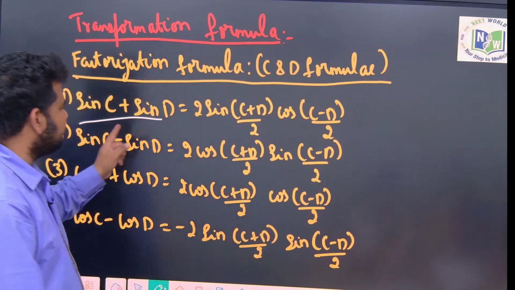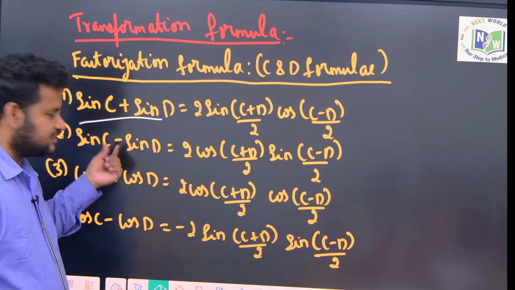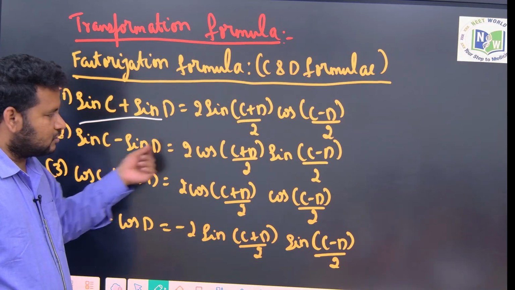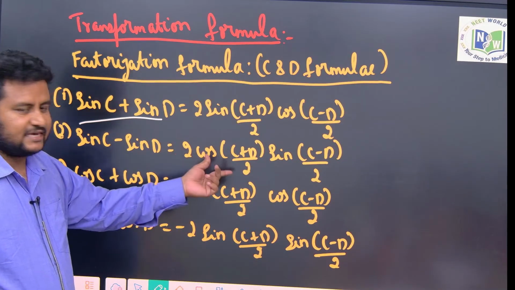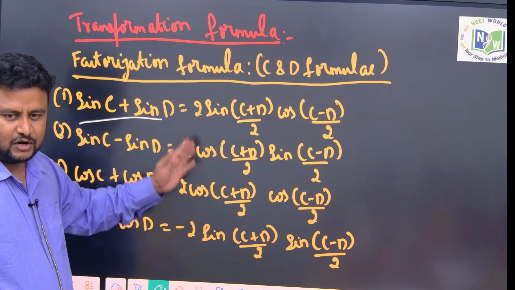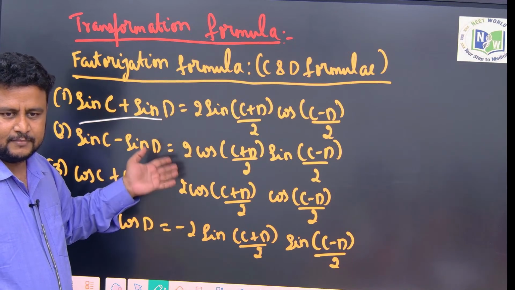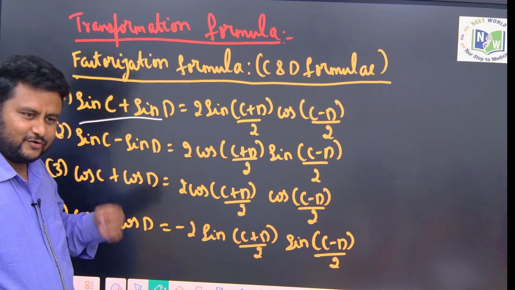Okay, sin C plus sin D is what? 2 sin C plus D by 2 cos C minus D by 2. But if it is minus, what will happen? 2 cos C plus D by 2 sin C minus D by 2. This anyways you know, no need to write this down. What I say, only those things you write. Formulas you know already. What you know don't write down, what you don't know you write it, and you will be having twice.